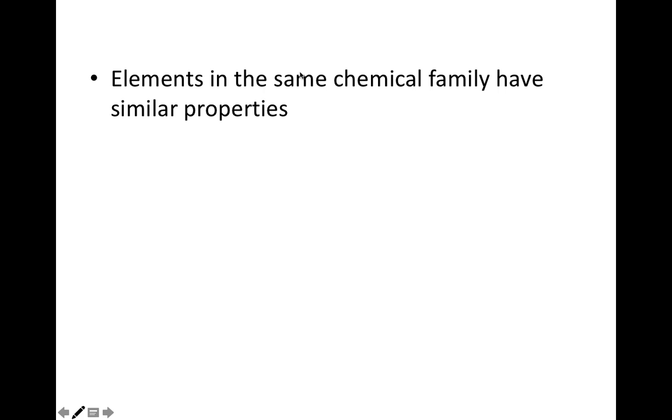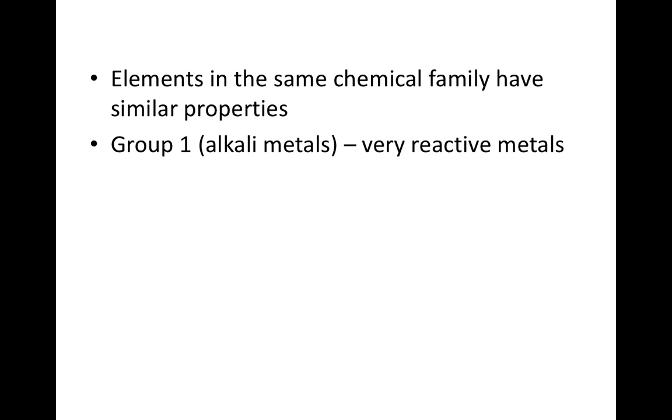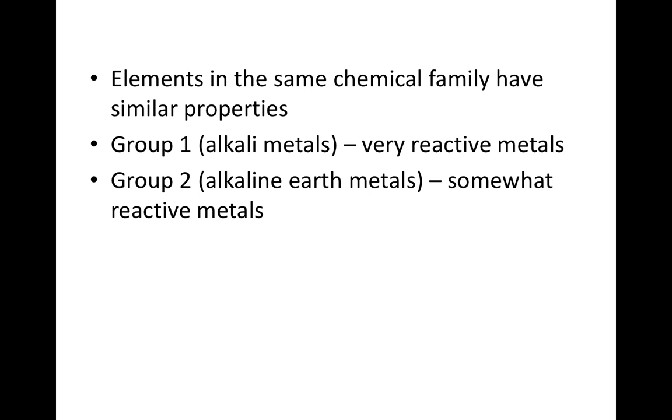Elements in the same chemical family or group have similar properties. Group 1 is called the alkali metals. They're very reactive metals. It's listed on your periodic table; you can see underneath the group it says alkali metals on the very left-hand side. Group 2 are the alkaline earth metals, which are somewhat reactive.